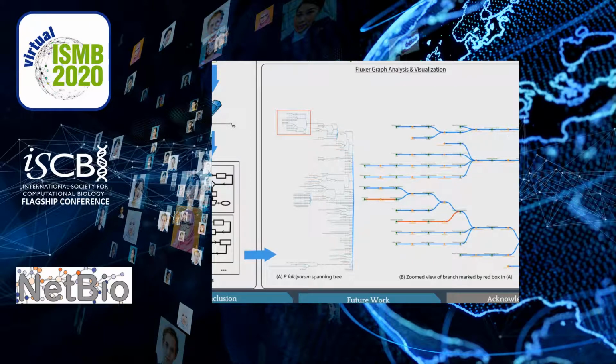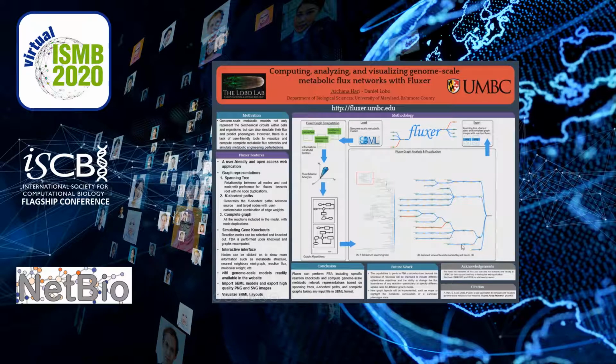In the example here, we can see the spanning tree for Plasmodium falciparum, with a zoomed-in version of what was found as the most important pathways, which happen to be the central metabolic reactions such as glycolysis or pentose phosphate.